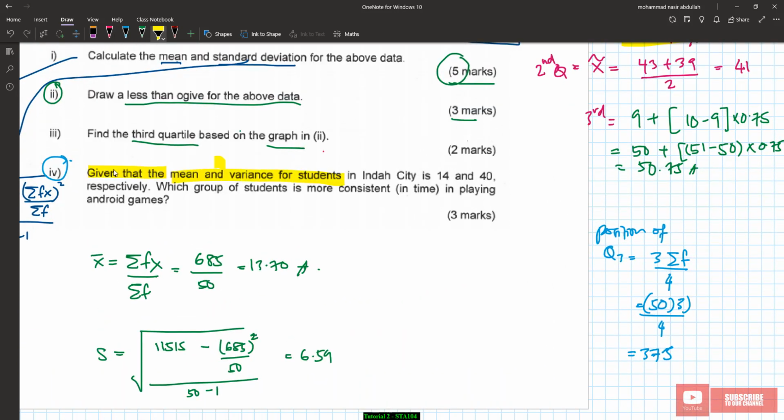Given that the mean and variance for students in the city is 14 and 40 respectively. So let's say mean I represents the mean in the city, equal to 14, and the variance in the city equal to 40. Sorry, this is not a standard deviation, this is a variance, right? For standard deviation, we need to take the square root of 40. Square root of 40 is equal to 6.32, right? Take 2 decimal points. So remember, you must read carefully whether they give you a standard deviation or variance.